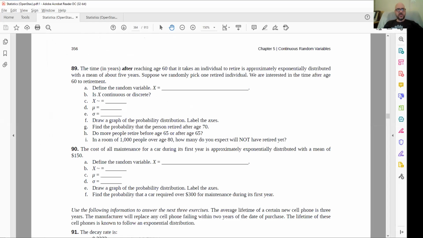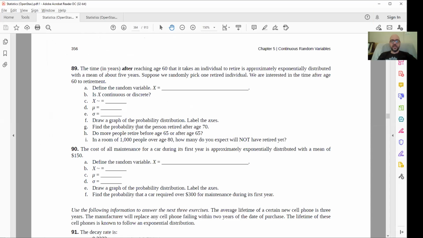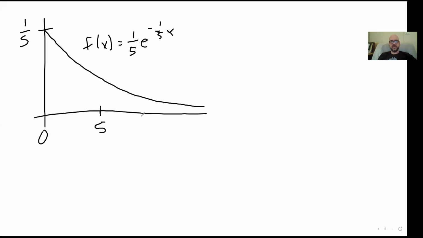A person retired after age 70. So age 70 is x equals 10, right? This is 65. So here's 60, 65, and 70 is right here, 10. So that's what we're looking for. That is e to the minus 1/5 times 10, or minus 2. So just to the right of this is e to the minus 2.